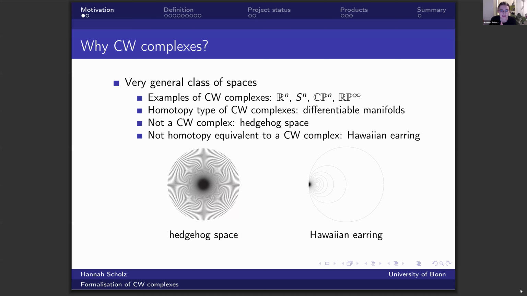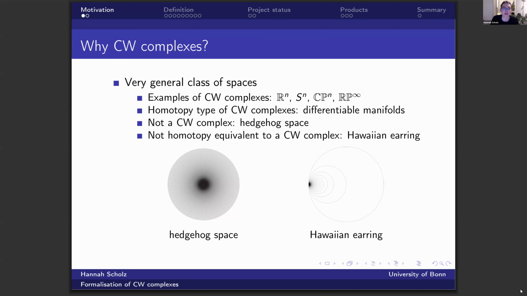Obviously, the dual question to that is what is not a CW complex? On the left, you can see the hedgehog space that is not a CW complex, but it is contractible, so it is homotopy equivalent to one. And on the right, you can see the Hawaiian earring that is not even homotopy equivalent to a CW complex. You can kind of see what both of these have in common: they've got too much stuff close together. So a CW complex needs a finite topology to have room to breathe a bit.